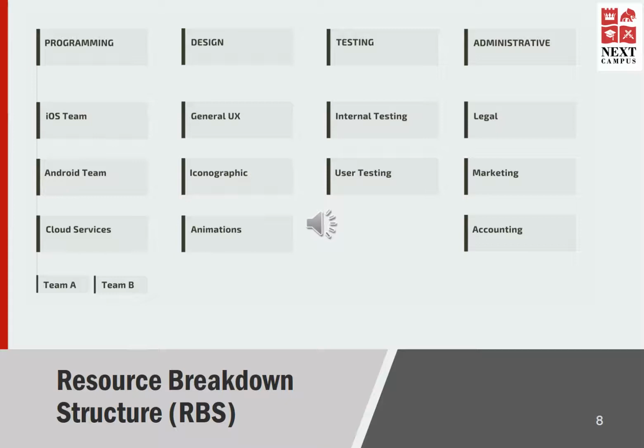Finally, we have the administrative stream. Under administrative stream, we have three type of resources to look at. Number one is a legal resources. Second, marketing resources. Third, accounting resources. Again, we all need to manage all these three areas if we are to run the project effectively.